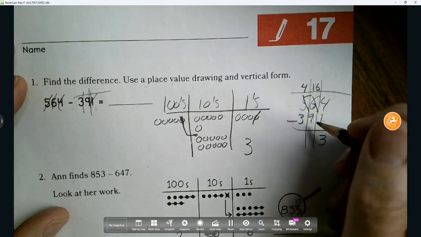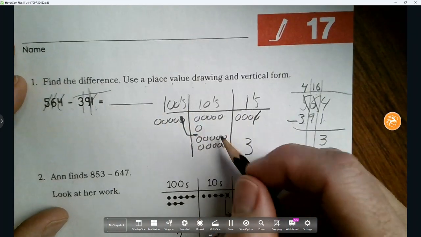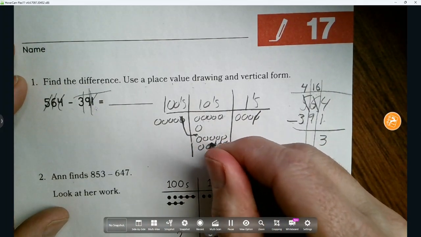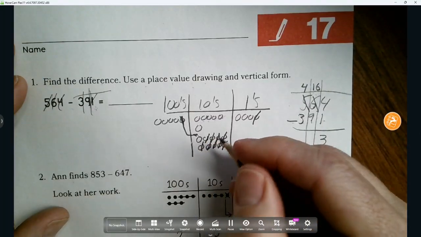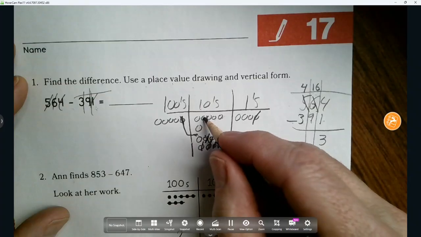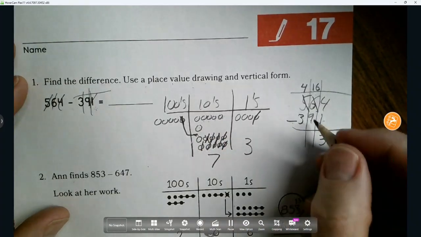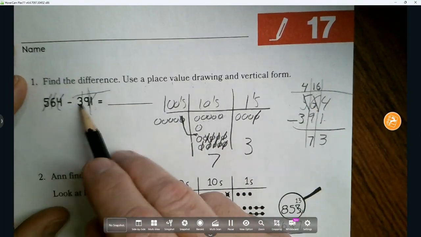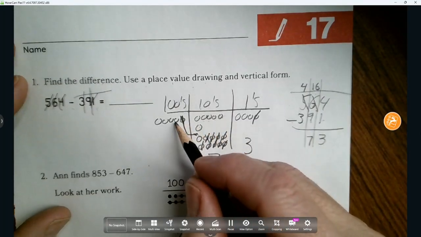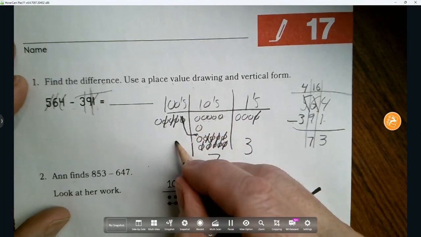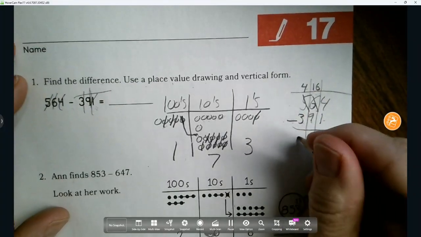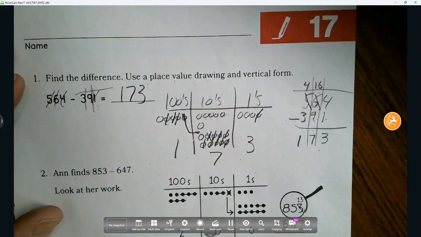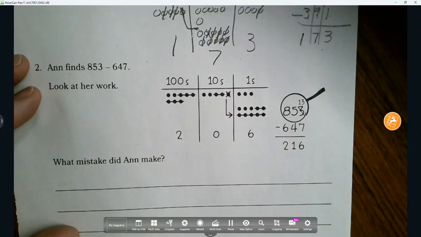So now we have 16 minus 9. Over here, if we count now, we have 10, 11, 12, 13, 14, 15, 16. We need to take 9 away. How many do we have left? 7 left. 16 minus 9 is 7. Now over here, we need to take away 3, and we have 4. So 4 minus 3 is 1. 173, 173. So our answer is 173. We got it in 2 spots, so we know that's right.